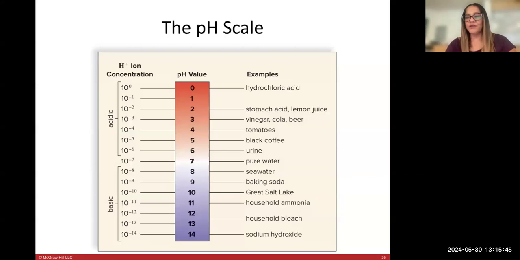So there are just a few examples on the pH scale. You start at 0, hydrochloric acid, which obviously is very, very acidic. Our stomach acid is 2. Our stomach is very, very acidic, but our stomach lining is very strong, which prevents it from eating away at the rest of our bodies. And then on the other side, we have pure water, 7 is neutral. On the other side, you have seawater, baking soda, ammonia, bleach. Those are all bases.